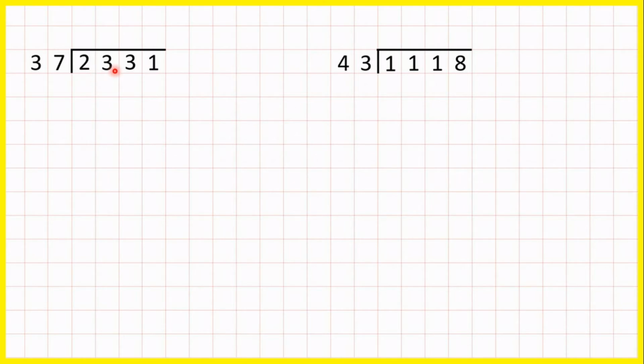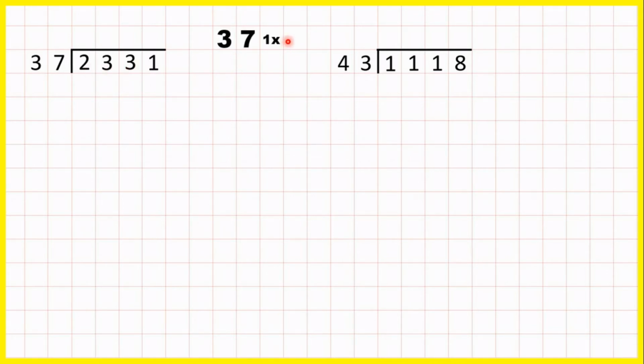Now we have 2,331 divided by 37, so we're going to need to work out our 37 times table. But before we do that, let's look at the question. If we take the first 2 digits together, we have 23 divided by 37. But 23 is less than 37. So when that happens, we can take the first 3 digits together and divide 233 by 37. So we're going to need to work out our 37 times table at least up to 233.